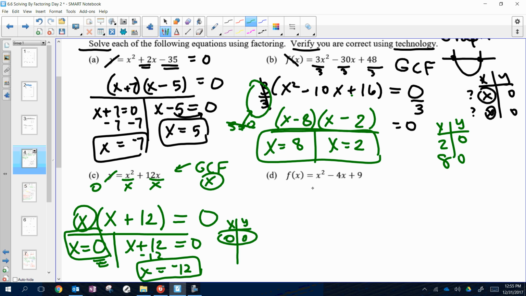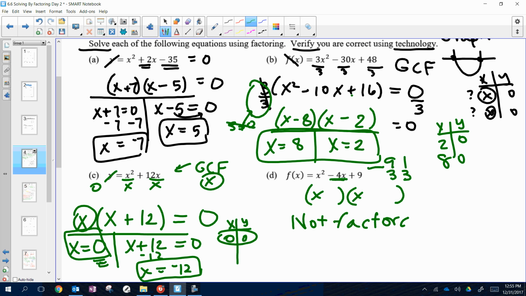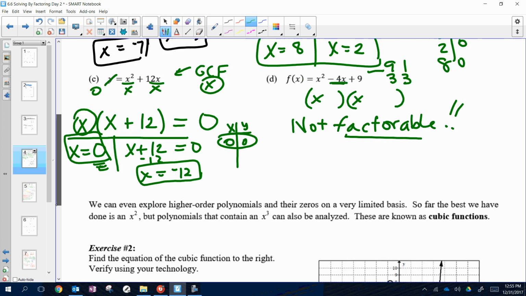All right, this one, let's try to factor this. X and x. The only way to make a 9 is 9 and 1 or 3 and 3. Never going to give you a 4. So this is one of those examples that's not factorable. And if it said solve by factoring, you can't. Oh, it said solve by factoring. You can't. So you're just going to say it's not factorable. So that's kind of quirky.